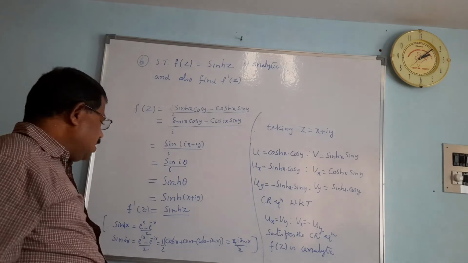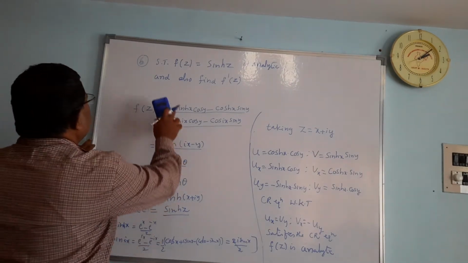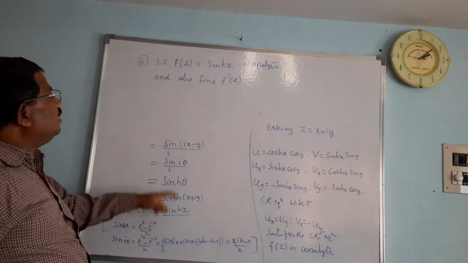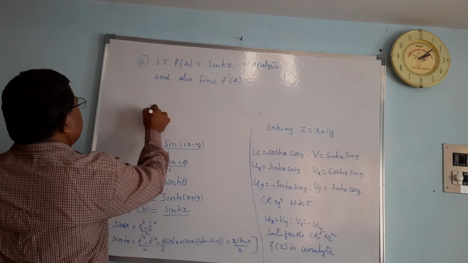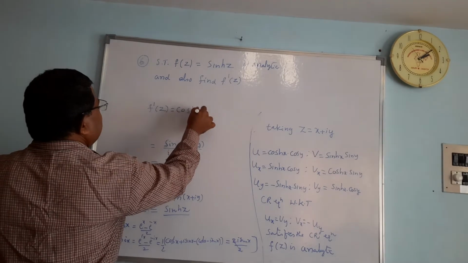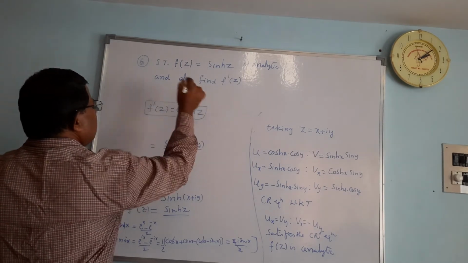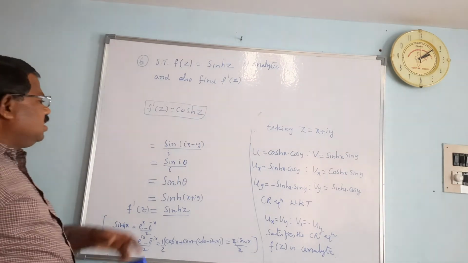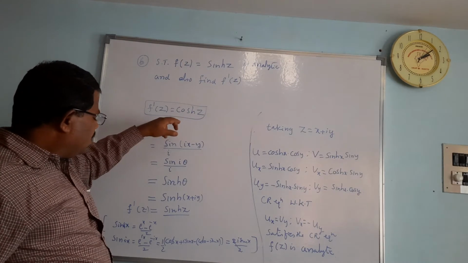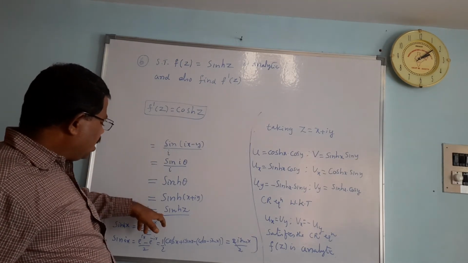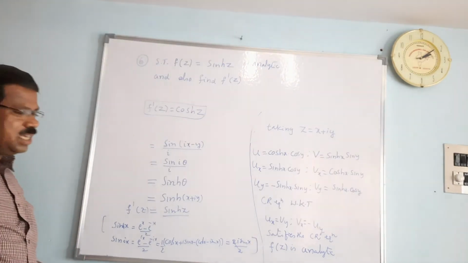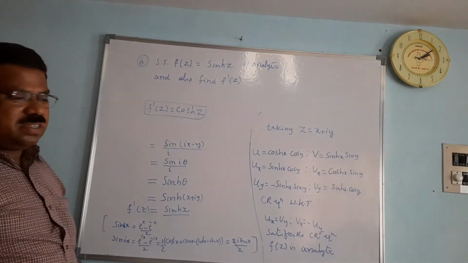The last answer is here: f dash z is sin hz. Here f dash z is cos hz. This is the answer. You try at home. Definitely in this, the derivative of hyperbolic sin hz is cos hz, and also the derivative of cos hz is sin hz. You take this problem as homework.